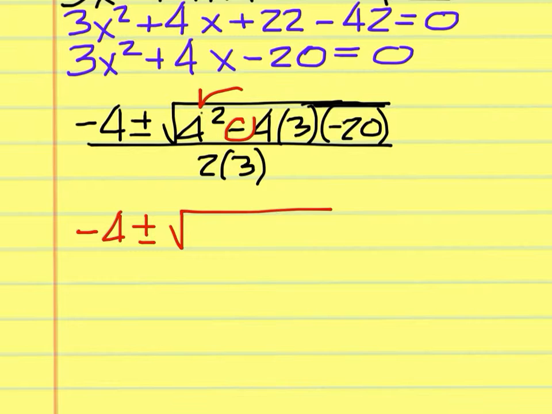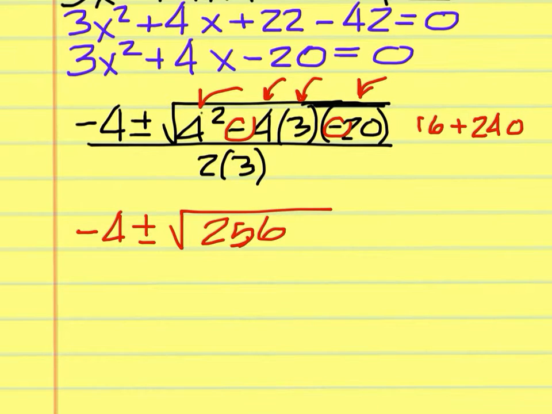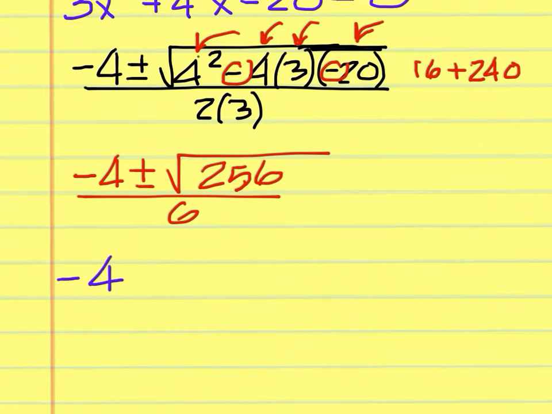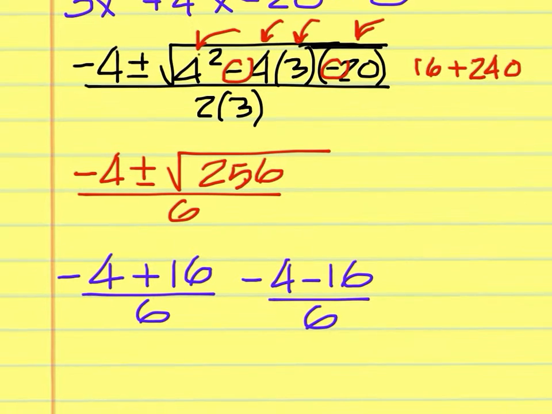You have minus, minus. That's a plus. So far we have 16 plus, and 4 times 3 is 12. 12 times 20 is 240. 16 and 240 is 256. 256 is a perfect square. So we're going to have two problems, negative 4 plus 16 over 6, negative 4 minus 16 over 6.